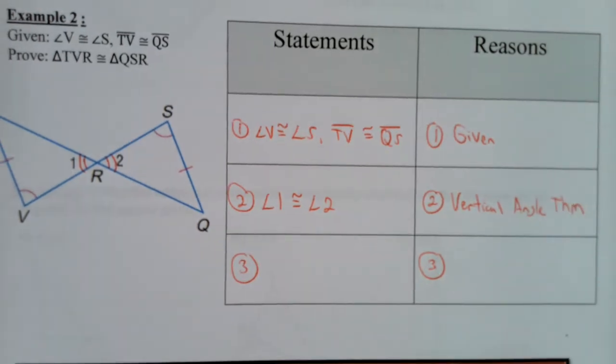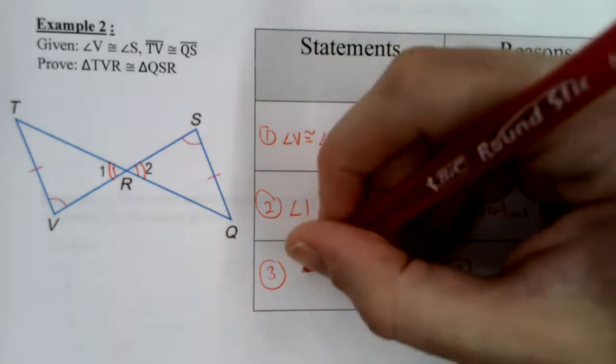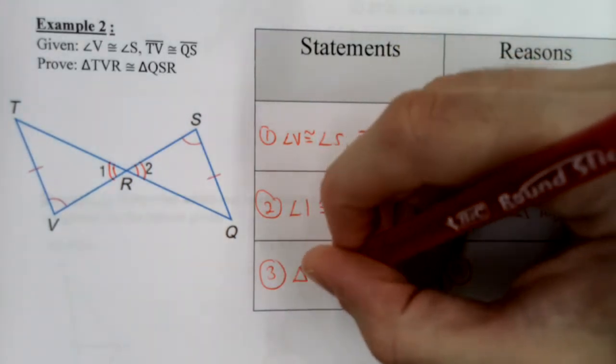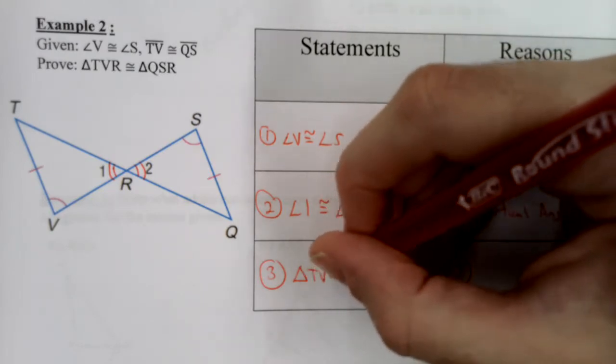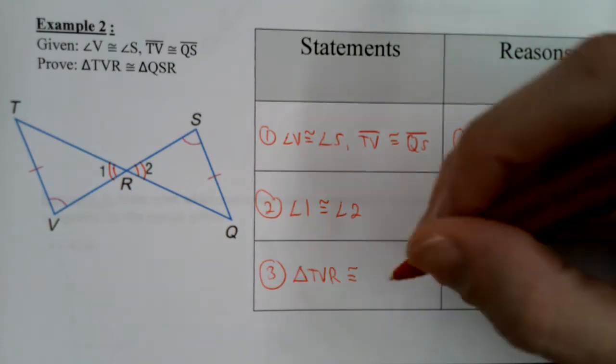THM is short for theorem. And now I can say that triangle TVR, I should say, because that's the way it says in the problem, triangle TVR is congruent to triangle QSR.